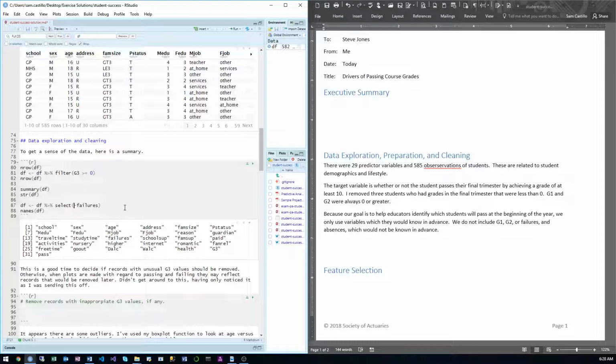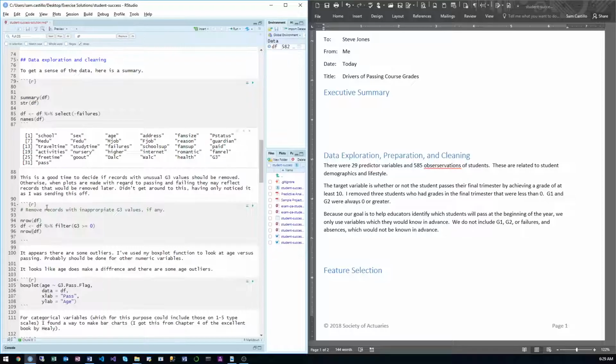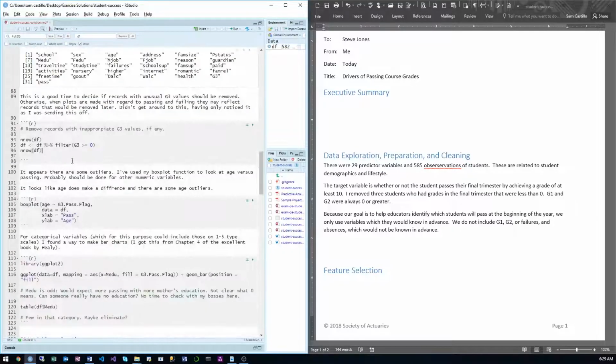Okay, so the next question is, this is a good time to decide if records with unusual G3 values should be removed. I've already done that, but because they asked me to put it right here in the RMD file, I'm going to put it right there. It appears that there are some outliers. I've used my box plot function to look at age versus passing. Possibly should be done for other numeric variables.